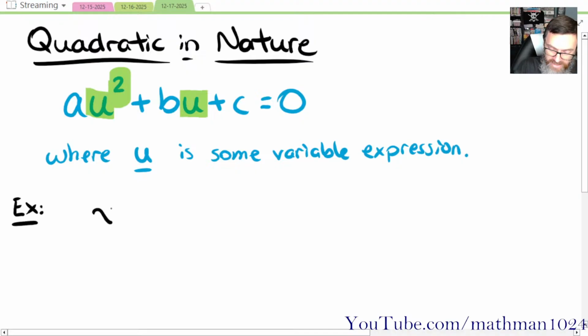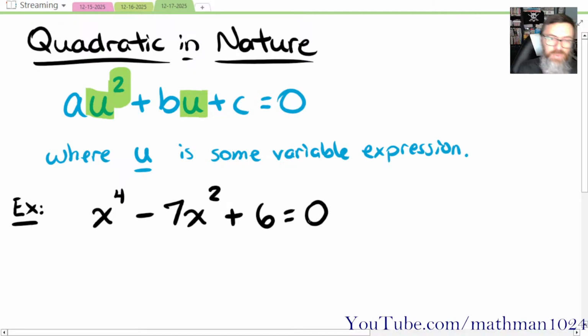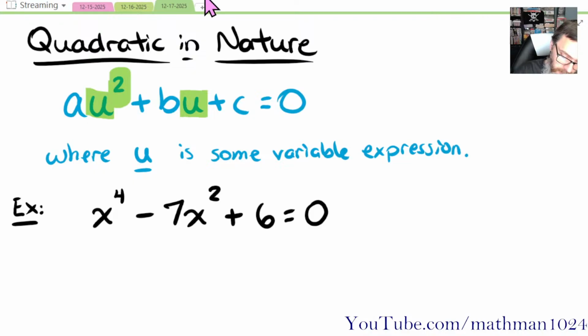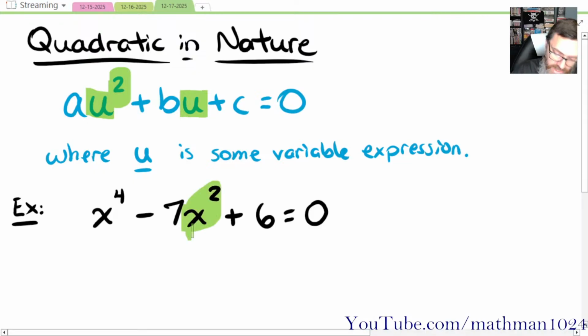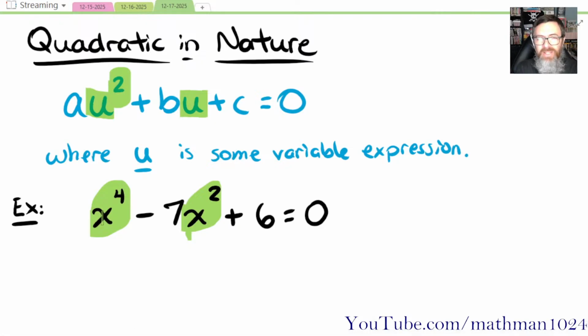For example, if I take x to the fourth minus 7x squared plus 6 equals 0. Now, what makes this quadratic in nature is that you have your constant term 6, you have x squared, and then this x to the fourth is x squared with double the power. So that makes them quadratic, because doubling that power means you're squaring that.